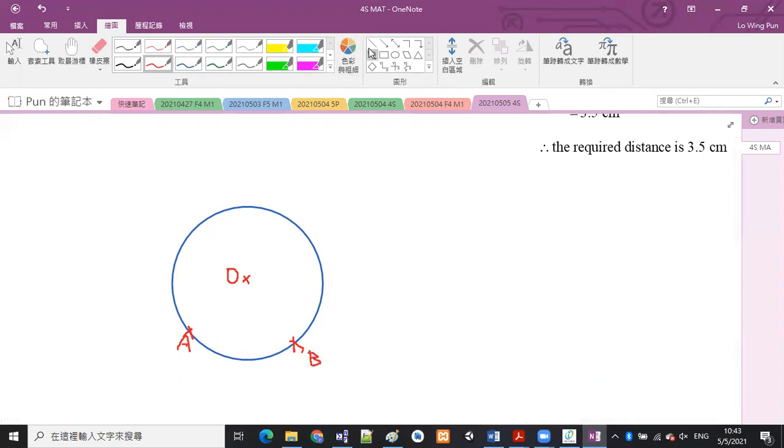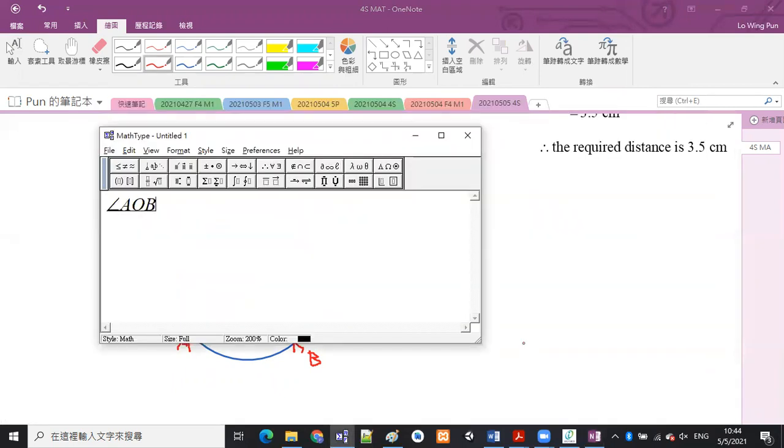Okay, and then if we join OA and OB, then we will have an angle AOB. Angle AOB, this one we call an angle at center, which means that the angle point is pointing at the center. Okay, so we call this angle at center. Angle AOB is an angle at center.